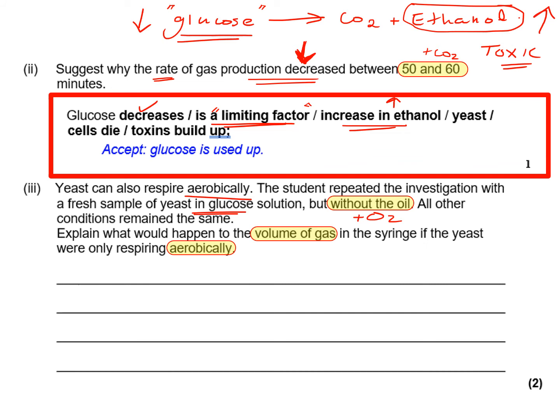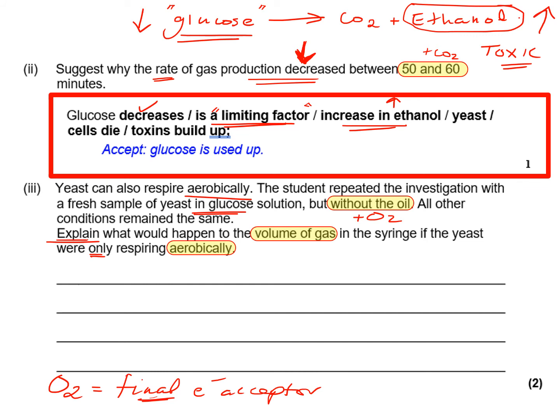All other conditions remain the same. So explain, using our knowledge of biology, what would happen to the volume of gas in the syringe if the yeast were only respiring aerobically. So the role of the oxygen, as we'll see in a minute, is the final electron acceptor. So oxygen gas is being used up inside the mitochondria to form water, but we also know from the balanced chemical equation that CO2 gas is being produced.